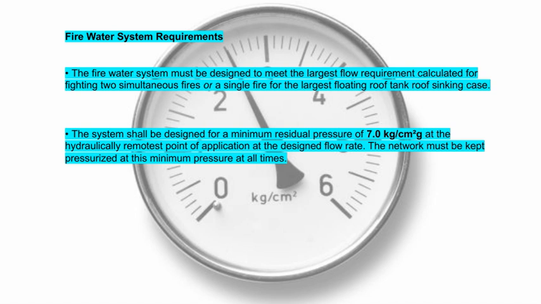protect the facility. Next, the system must be designed to maintain a minimum residual pressure of 7 kilograms per square centimeter gauge at the most remote point in the network. This is important because it guarantees that, even at the farthest point, the system will deliver enough pressure to effectively fight a fire. And of course, the pressure needs to be kept above this minimum at all times, so the network stays pressurized and ready to respond instantly whenever needed.